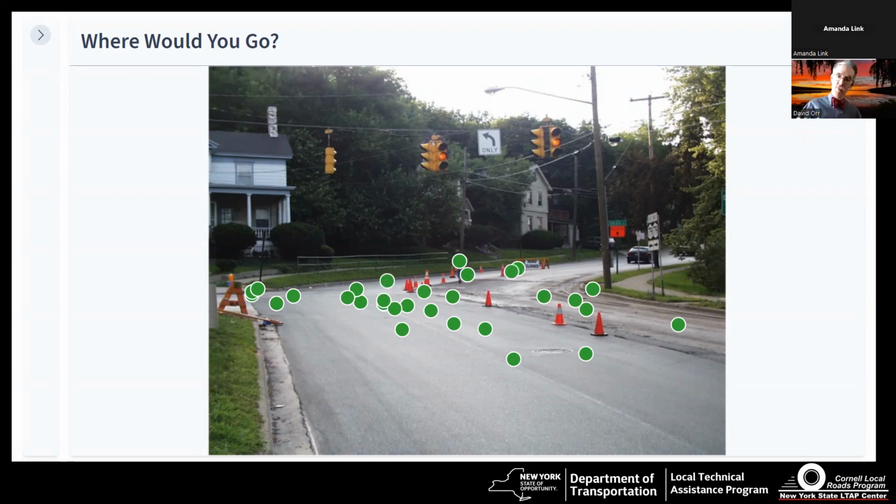Let me get my little pin working here. A color that you can see. Are you going to work for me or not? You're not going to work for me. So let's try the laser pointer.